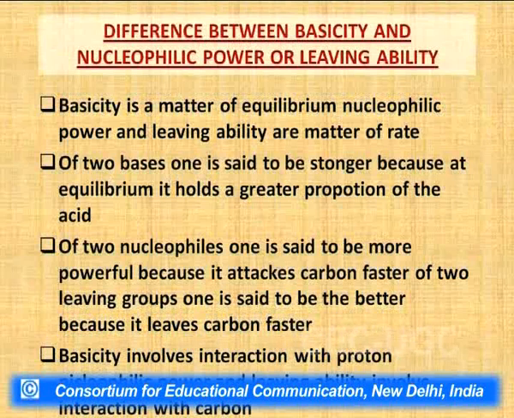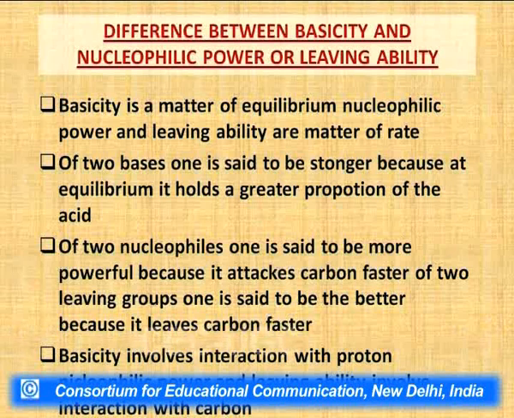So basically, when we are talking about substitution or elimination, the main two things are nucleophilic power and leaving ability. We must understand the basic concepts of nucleophilic power and leaving ability, and we have to remember them. Basicity is a matter of equilibrium. Nucleophilic power and leaving ability are matters of rate.